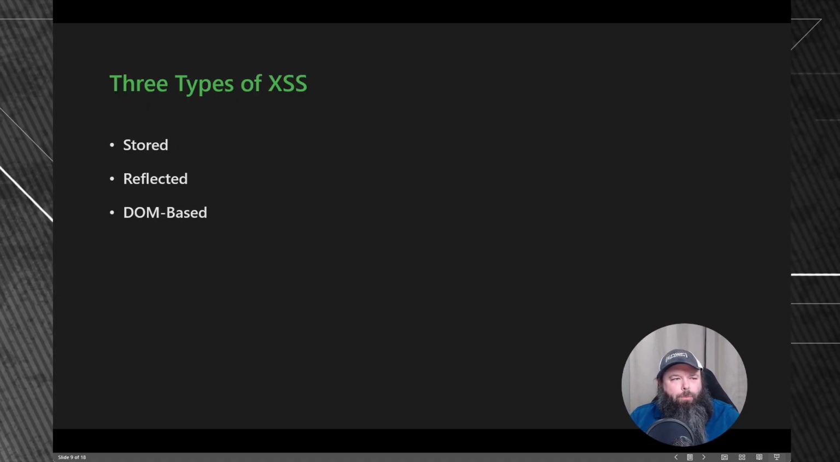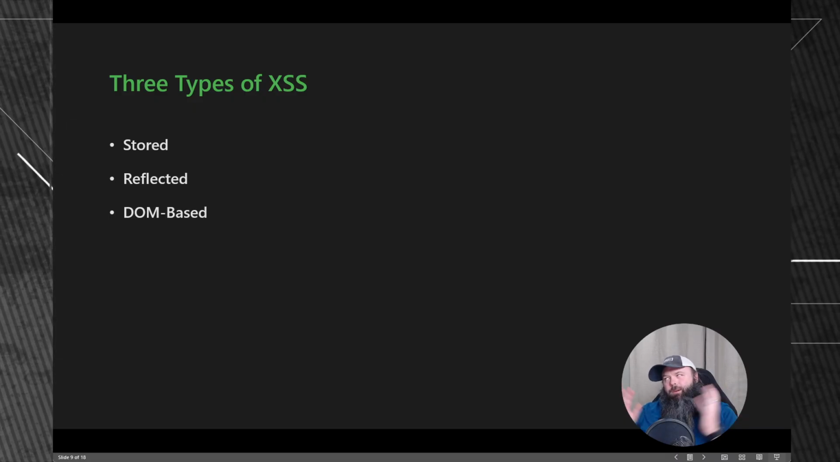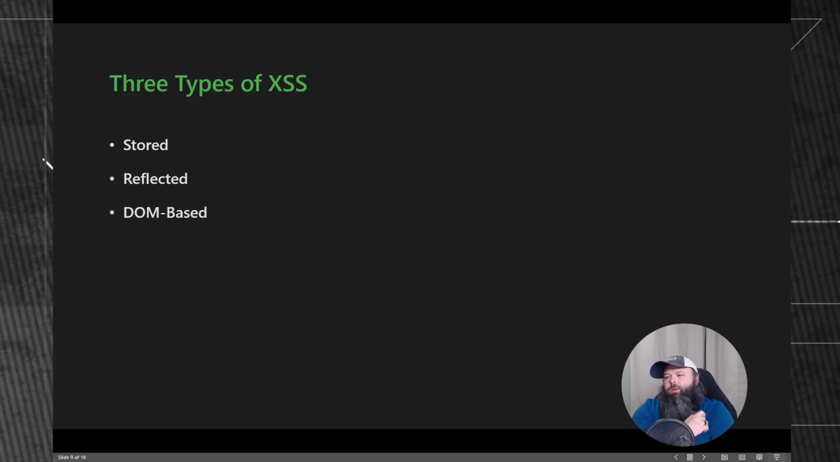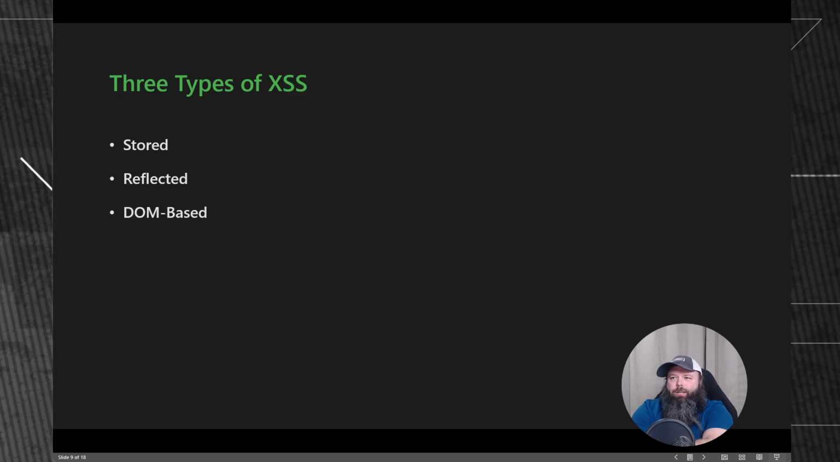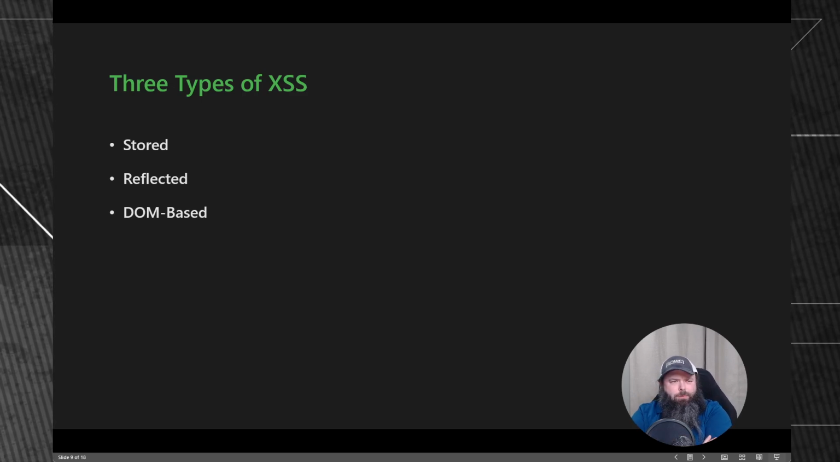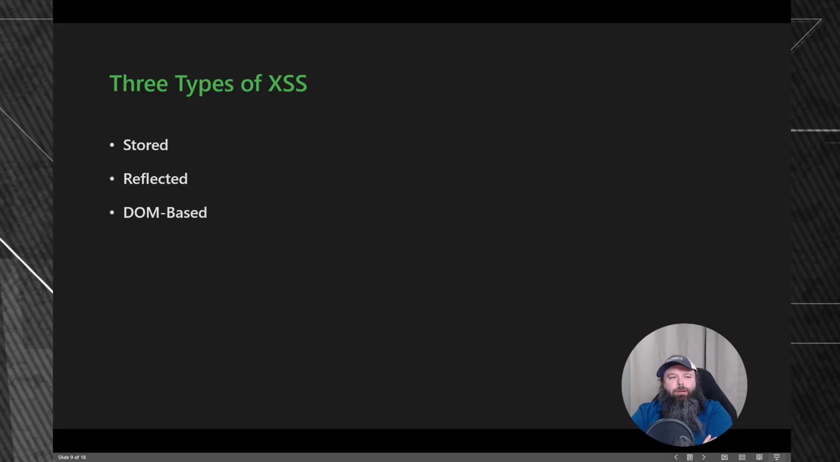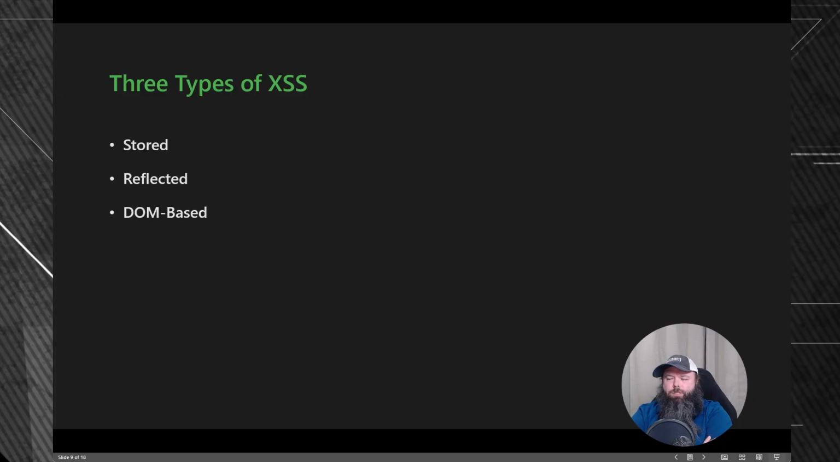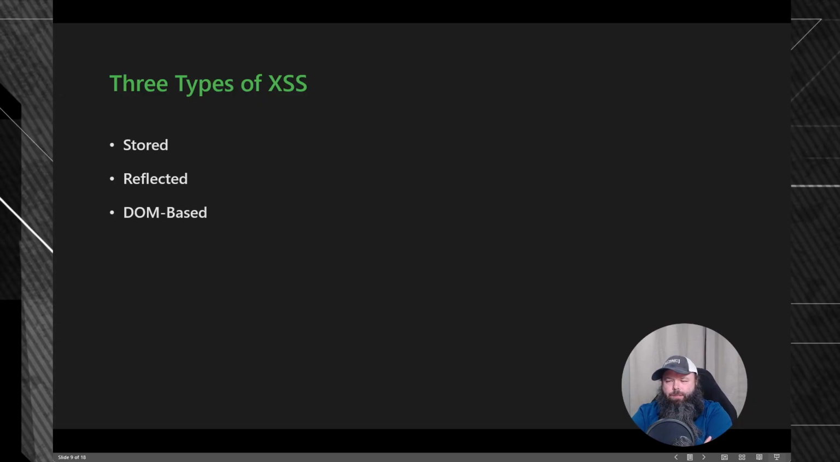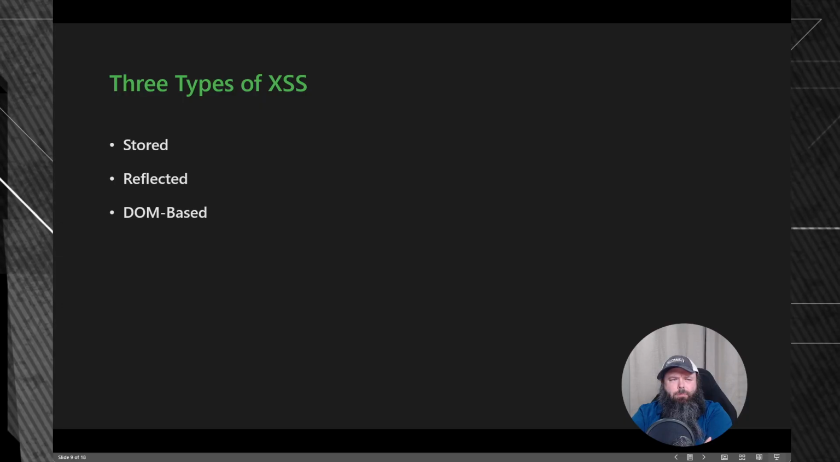There are three types of, well, there are more than three types. There are three types of cross-site scripting that I'm going to cover here, and then a bunch of ancillary types that aren't really all that covered. The first is stored, which is the worst type. We'll talk about it in a moment.